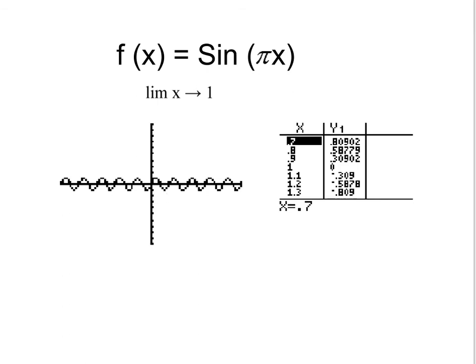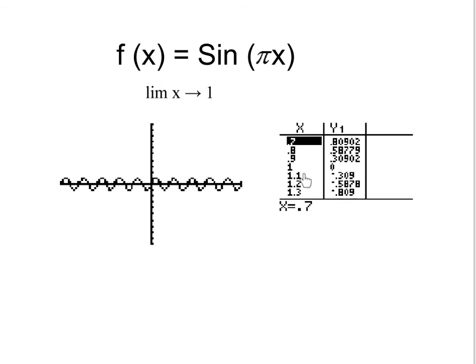Looking at our table right here, we see now that as x gets closer and closer to 1 from the negative side, so 0.7, 0.8, 0.9, we go from 0.80 to 0.58 to 0.30, getting closer to 0. When x gets closer and closer to 1 from the positive side, from the right side, we get -0.8, -0.5, -0.3. It looks like we're getting closer and closer to 0.